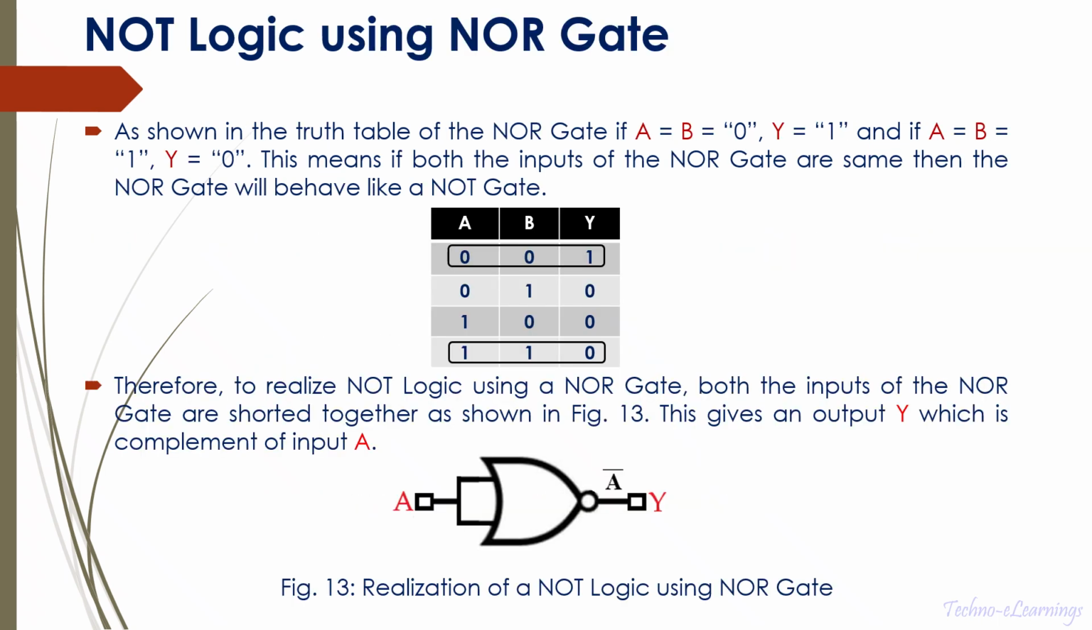NOT logic using NOR gate. As shown in the truth table of the NOR gate, if A equals B equals 0, Y equals 1. And if A equals B equals 1, Y equals 0. This means if both the inputs of the NOR gate are same, then the NOR gate will behave like a NOT gate. Therefore, to realize NOT logic using a NOR gate, both the inputs of the NOR gate are shorted together as shown in figure 13. This gives an output Y, which is the complement of input A.